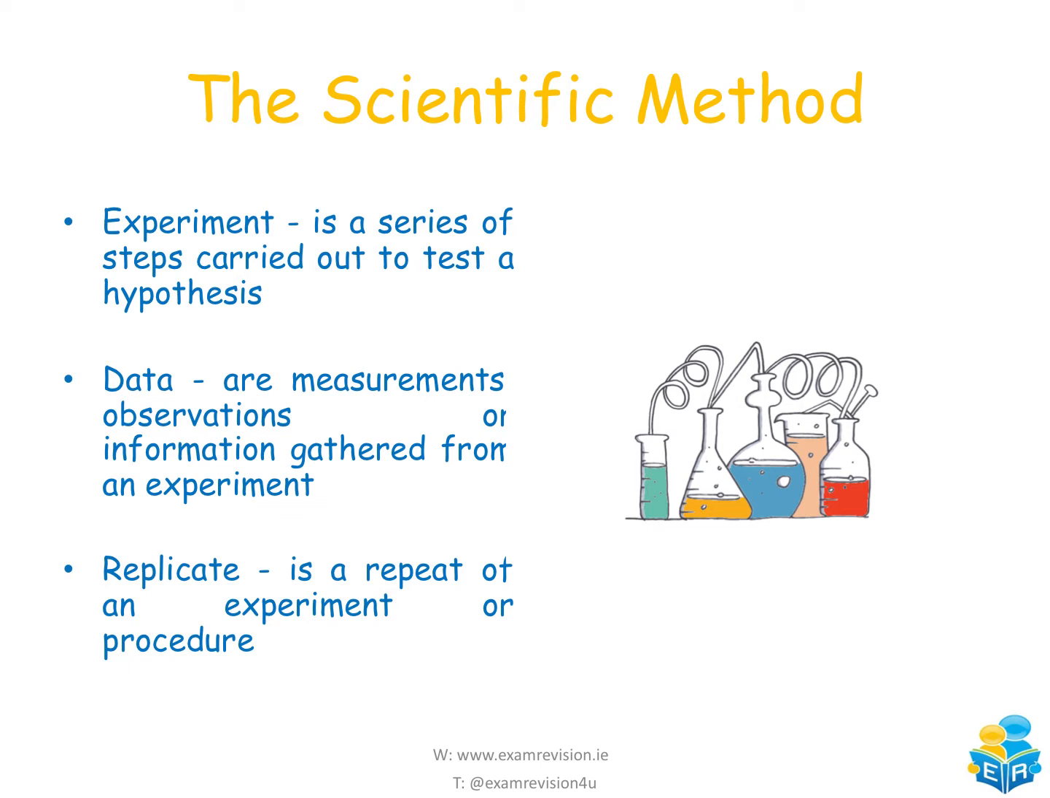Now, a couple of these words we've mentioned already, and it is important to know them because they do pop up as short answer questions in the section A, and sometimes again at the start of the experiment questions. And it's just the idea of what an experiment is, what is actually data, and what is a replicate. So the experiment itself is just a series of steps that's carried out to test your hypothesis.